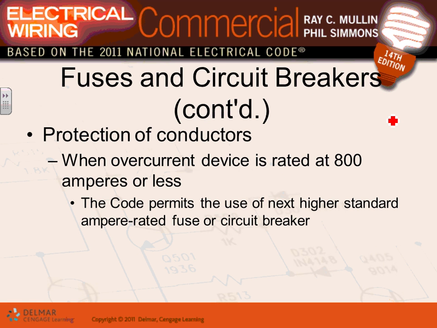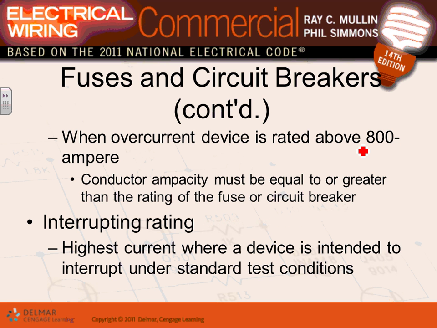So, protection of conductors. There's the 800 amp rule, guys. We talked about the 800 amp. Up to 800 amps, your conductors can be slightly less ampacity than your circuit breakers. Higher than 800 amps, you must start matching your conductors to the overcurrent protection device. I have an example I'll show you here in a second.